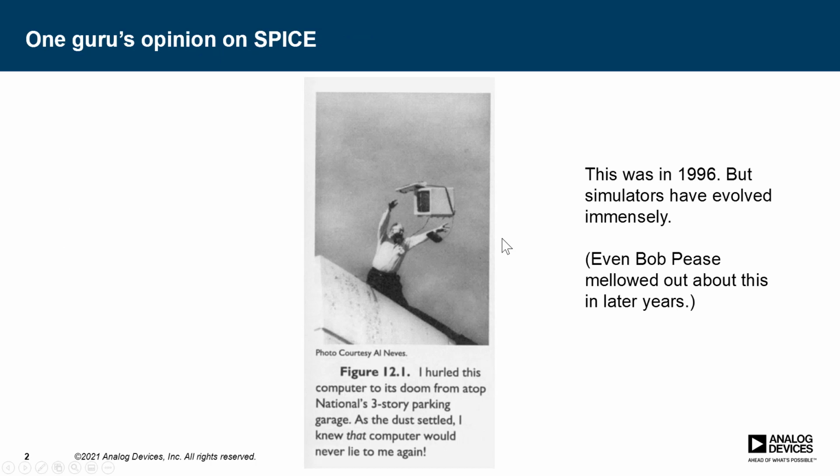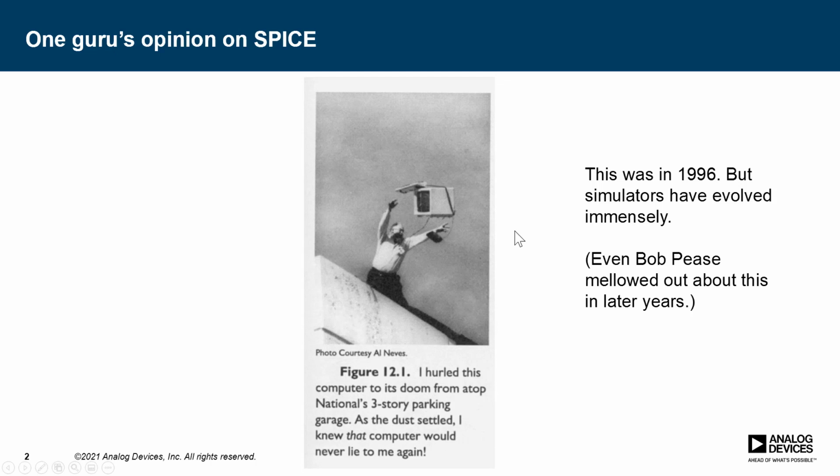This is a famous picture of an old-time analog guru, Bob Pease, who started out working for Philbrick Research on some of the very first commercial operational amplifiers, so an analog pioneer. And he was famously skeptical of simulators. If a junior engineer ever came to him and said, I don't understand why my circuit doesn't work, the simulator said it would work, then that would induce a scene like this.